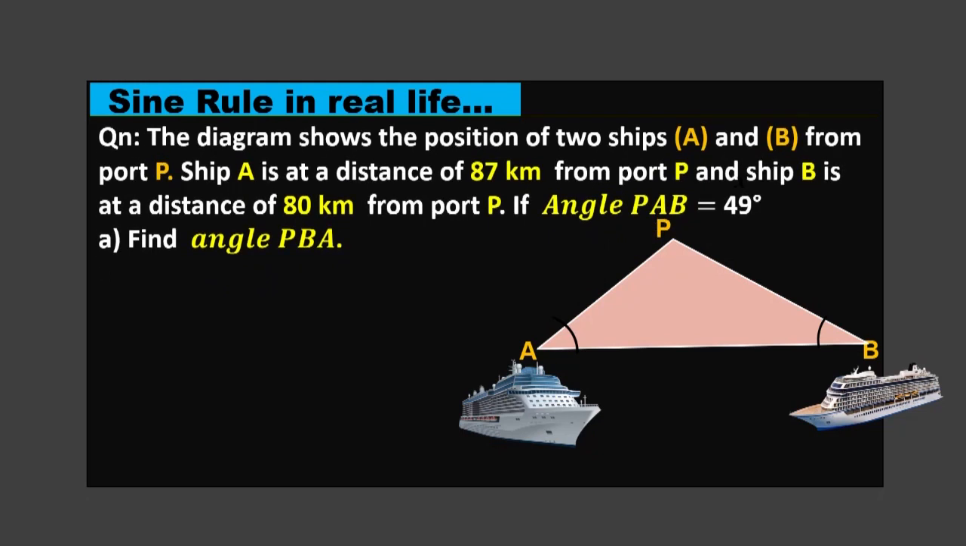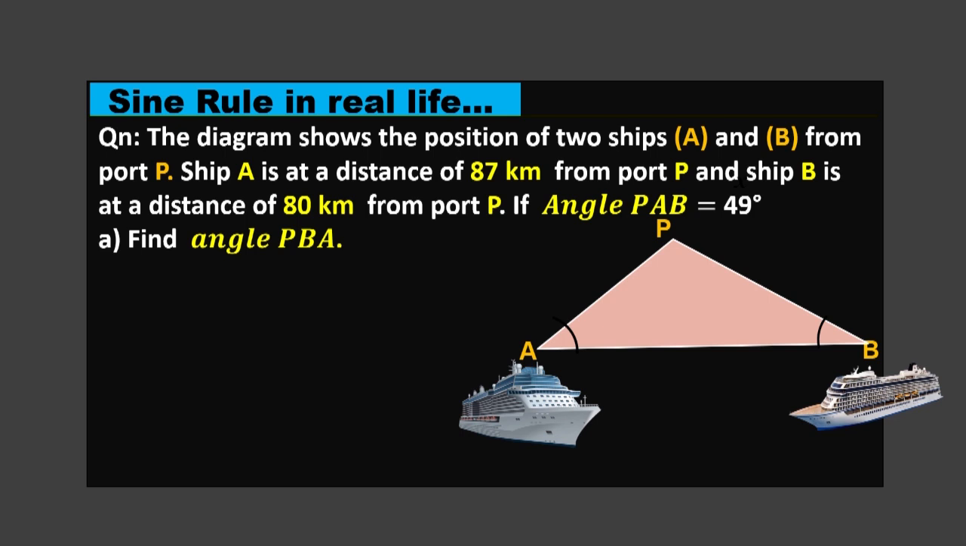The diagram shows the position of two ships, ship A and ship B, from port P. Ship A is at a distance of 87 km from port P and ship B is at a distance of 80 km from port P. If angle PAB equals 49 degrees, this question has two subparts. The first subpart, A part, is find angle PBA.